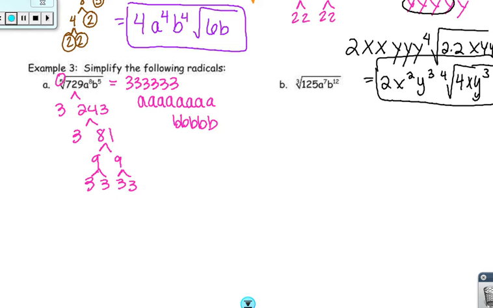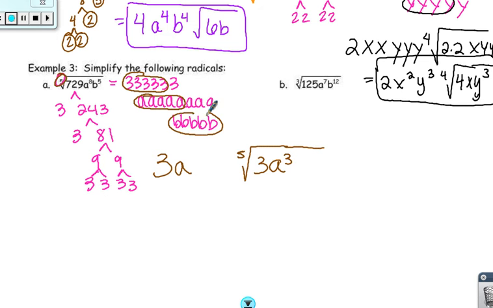Now we said we need groups of 5. So 1, 2, 3, 4, 5 3's. And then inside the 5th root is a single 3. 1, 2, 3, 4, 5 A's. So one group of A's comes out. And there's 3 A's left over, so A to the 3rd. There's 5 B's. So then that's my final answer. 3AB, 5th root of 3A to the 3rd.